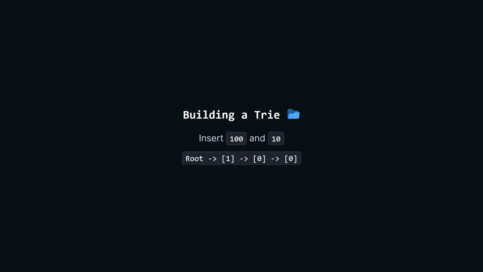Think of it like navigating through a folder system on your computer. If we want to insert the number 100 and the number 10, we start at a root node. We create a path for 1, then branch down to 0, and then branch down again to another 0. The path naturally shares the common digits.